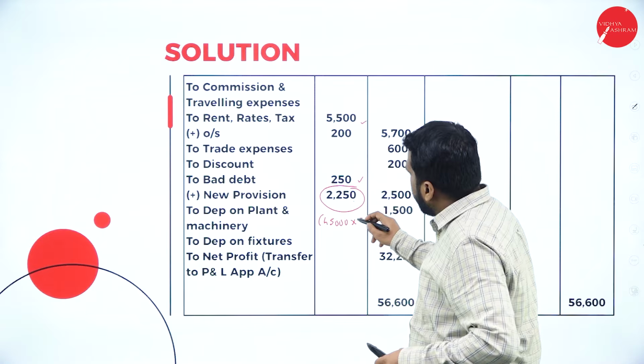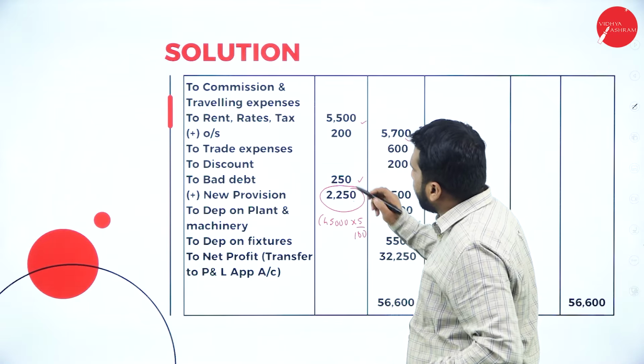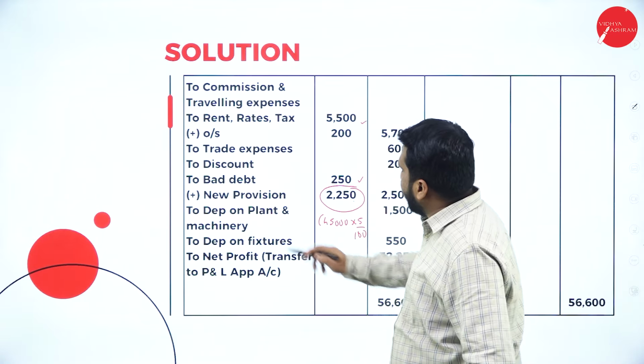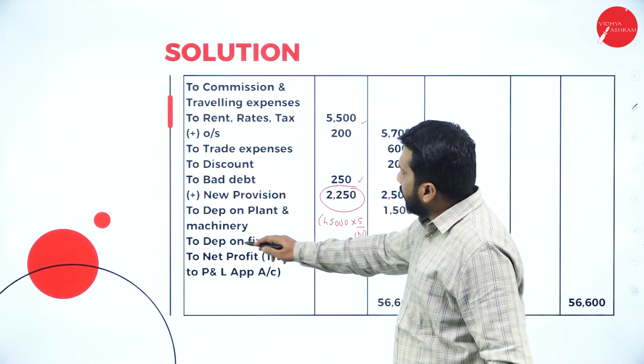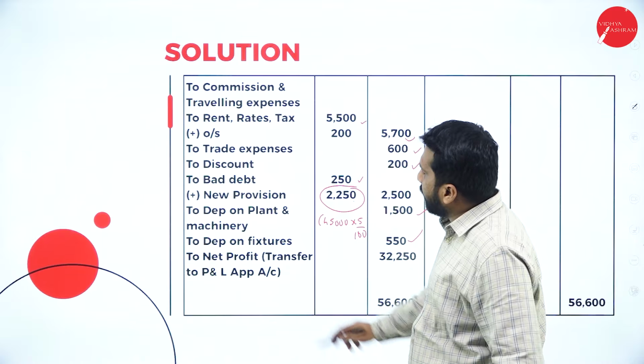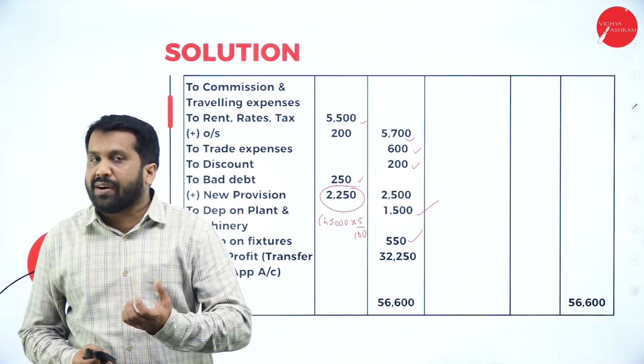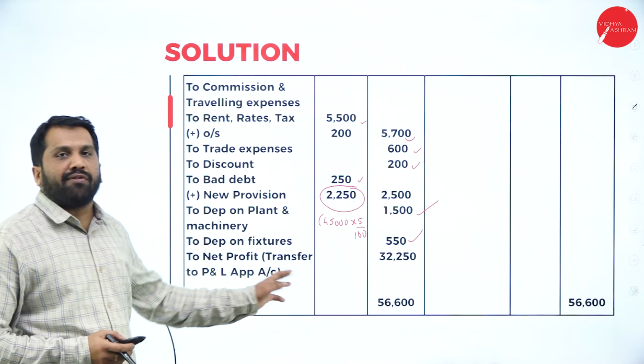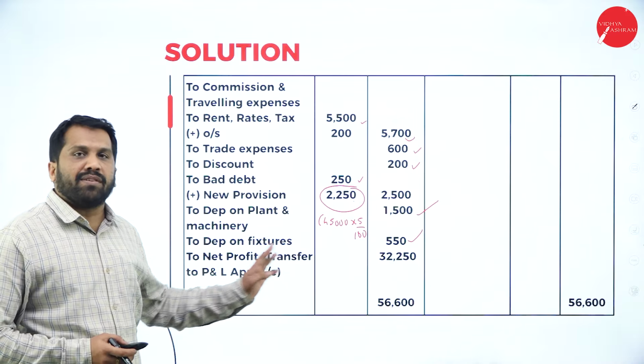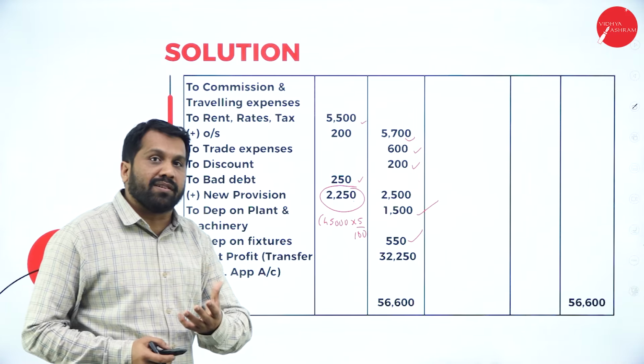45,000 into 5%. You will get this answer. Depreciation on plant and machinery we have taken. Depreciation on fixture we have taken. How did they calculate? Go to plant and machinery, take the value, percentage. Go to fixture, take the value, percentage. You will get it. Where do you get the percentage?